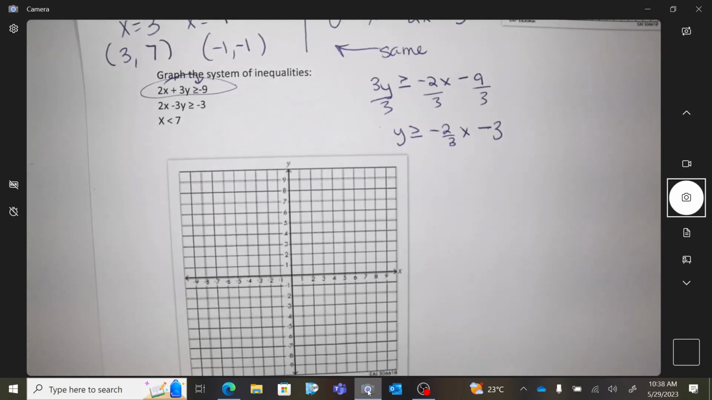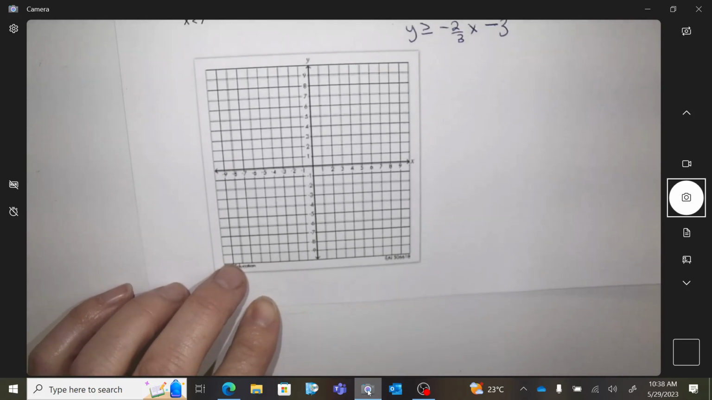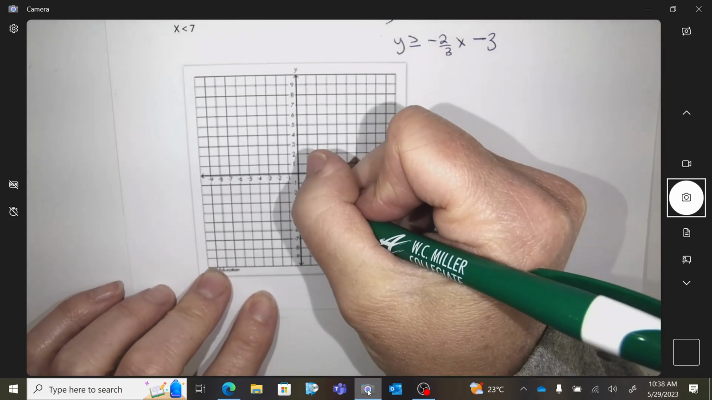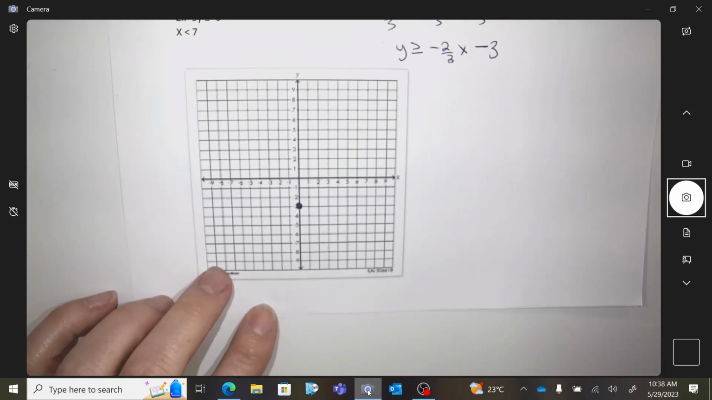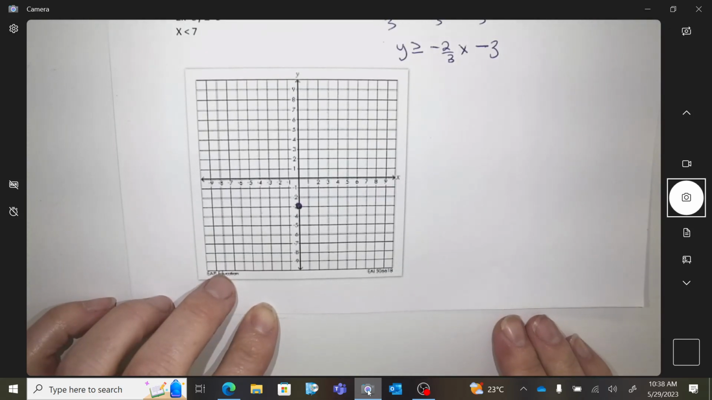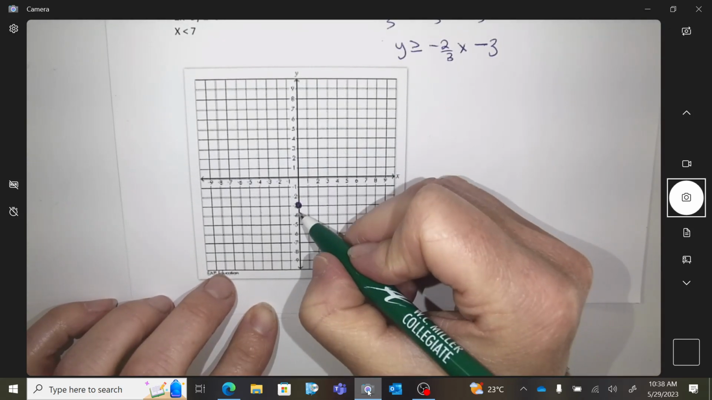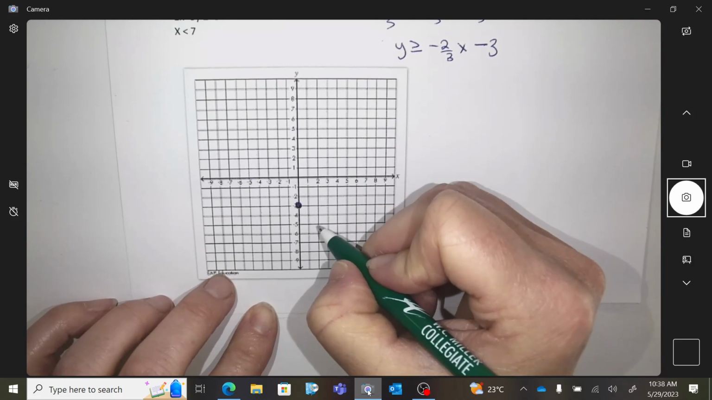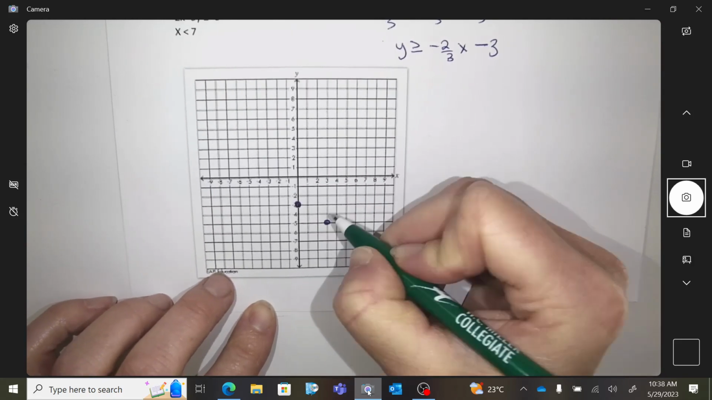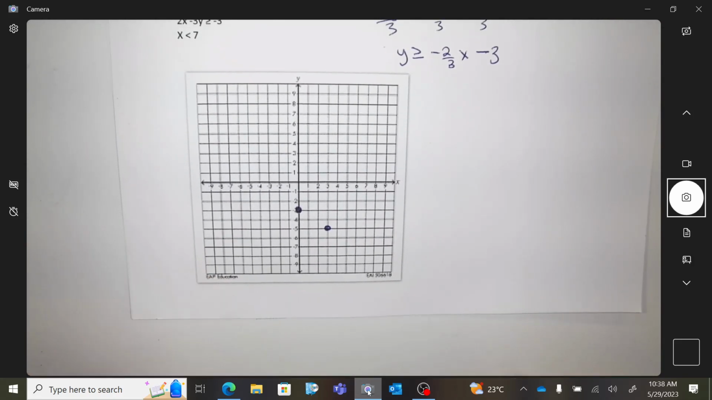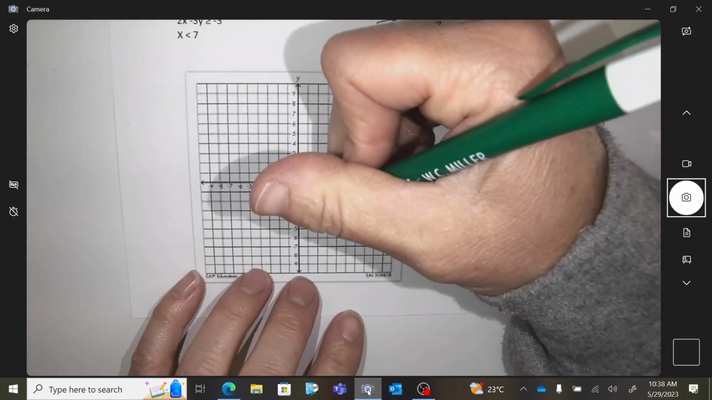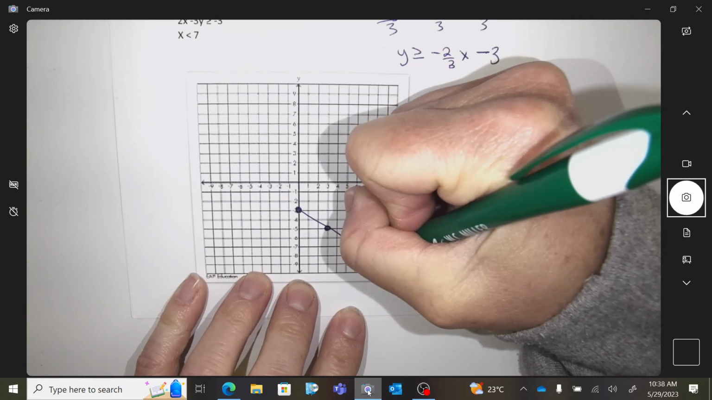Okay, let's graph that. So negative 3 intercept. You can go down 2, right 3. Before I draw the line, you also have to think, is it going to be a solid or a dashed line? Solid. Solid, because you can be on it. It says you can be equal to it.